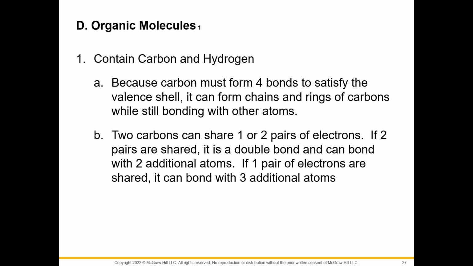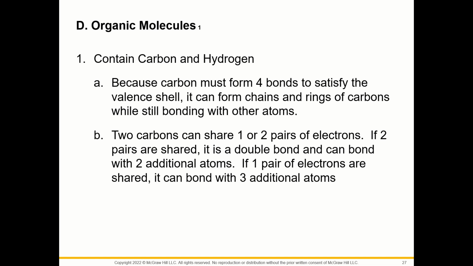Organic molecules contain carbon and hydrogen. Because carbon must form 4 bonds to satisfy the valence shell, it can form chains and rings of carbons while still bonding with other atoms. This is why carbon is considered the backbone of life, and we're carbon-based organisms because of its ability to form those chains and rings while still bonding with other atoms.